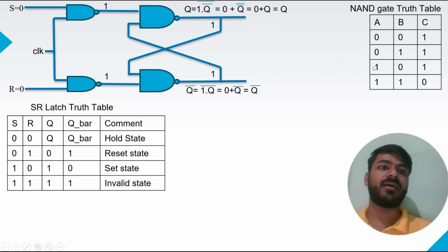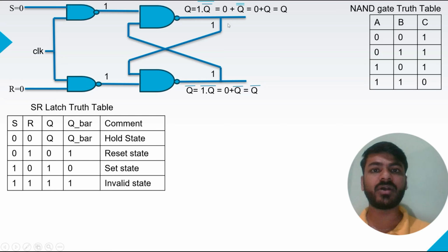Now here, as per the truth table, I told you if one of the inputs is 0, then we can say the output is high, else no. So now we can't predict the output. So here boolean expressions will help us to get the output from Q and Q bar.